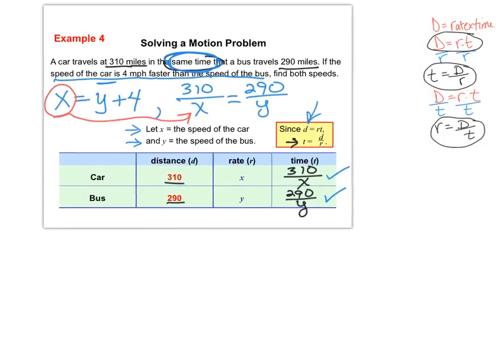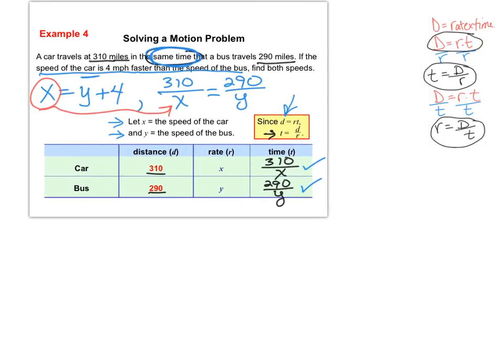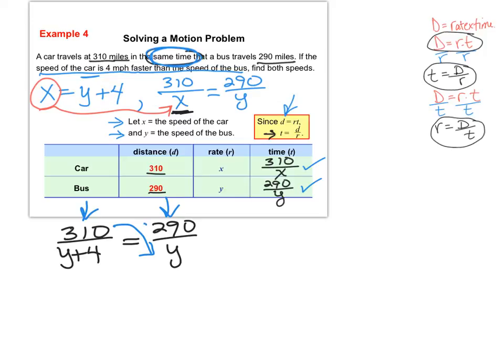Okay, let's get some more space on the page here to do that. So let's take the second equation and substitute in the first equation. So we have 310 divided by x, but x is y plus 4. That has to equal 290 divided by y. Now what you can do when you have a fraction on one side equal to a fraction on the other is cross multiply.